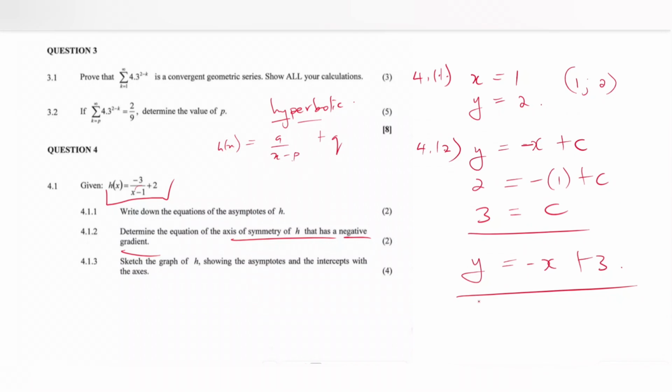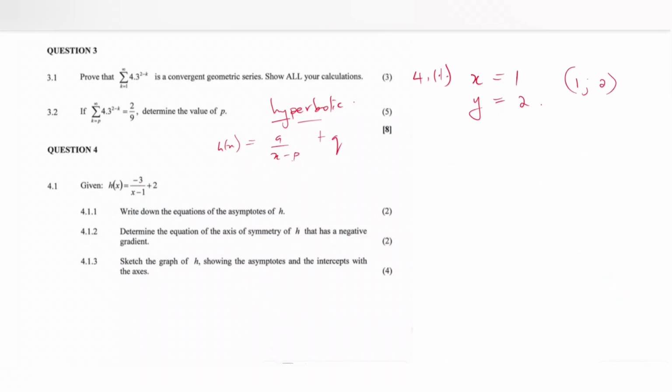Next question, 4.1.3. Sketch the graph of h showing the asymptotes and the intercepts with the axes. So to sketch a hyperbolic graph, you need the asymptotes, which is the x and y asymptotes. Then you require the x and y intercepts. That's all. So in this case, we only have the asymptotes. So now we need to find the intercepts, x-intercept and y-intercept. Let's get our y-intercept first.